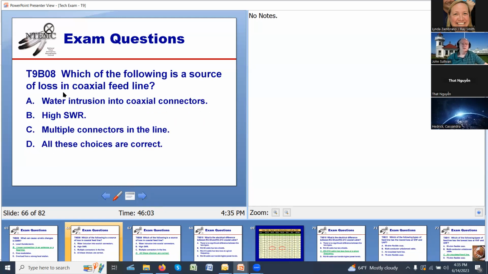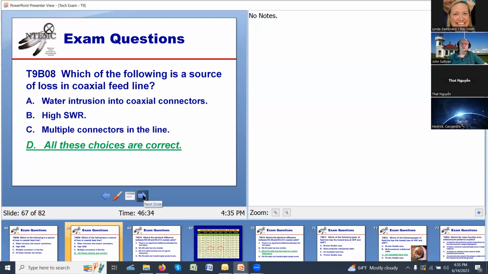Which of the following is a source of loss in a coaxial feed line? Okay, well, obviously high SWR would be a problem. And we also talked about connectors being a problem. So that's multiple connectors. Those are both issues. So the question is, would water intrusion affect it? And yes, it would, because water intrusion will break down the insulation inside the coaxial cable. So actually, all of these choices are correct. Those are all things that can affect a coaxial feed line.